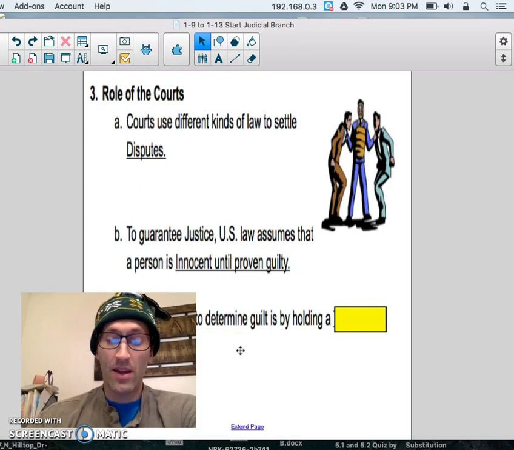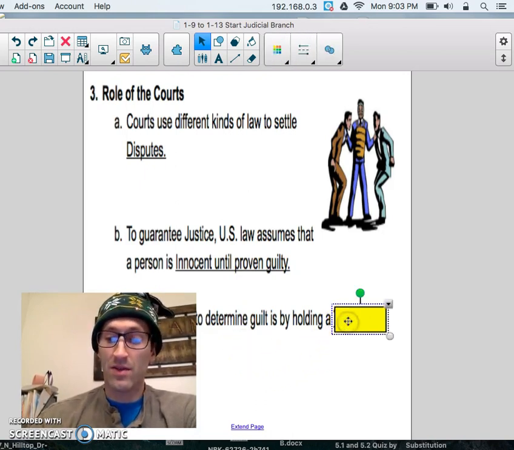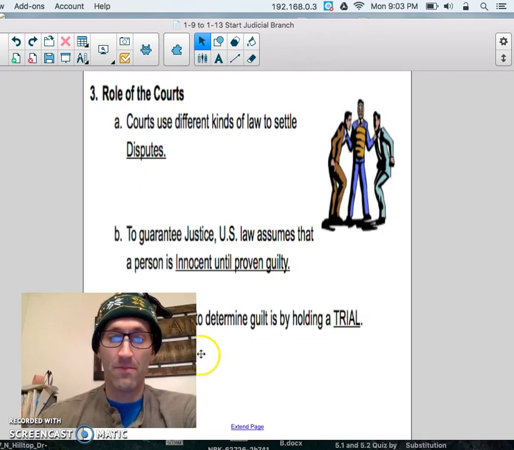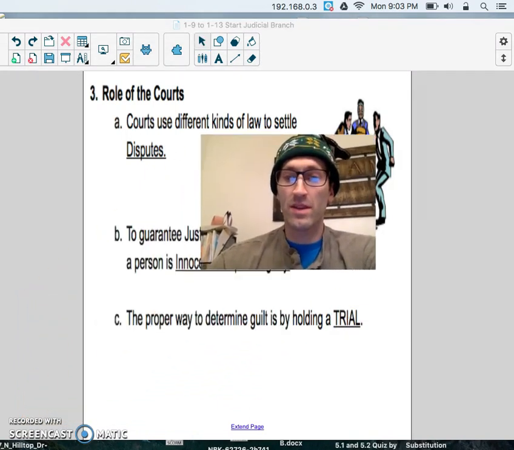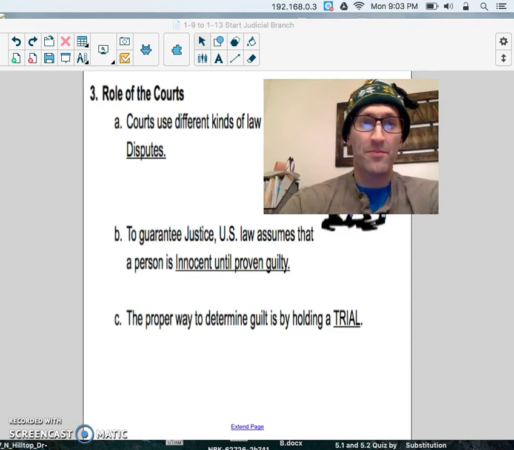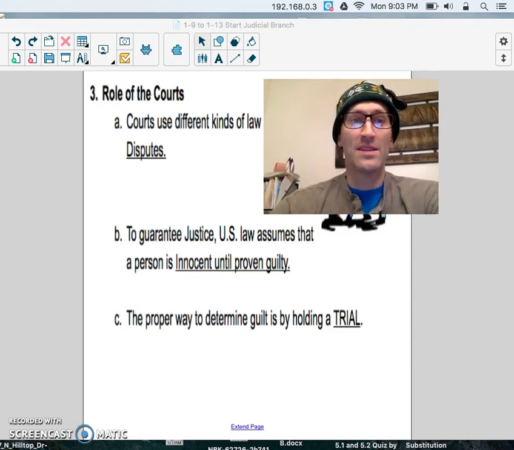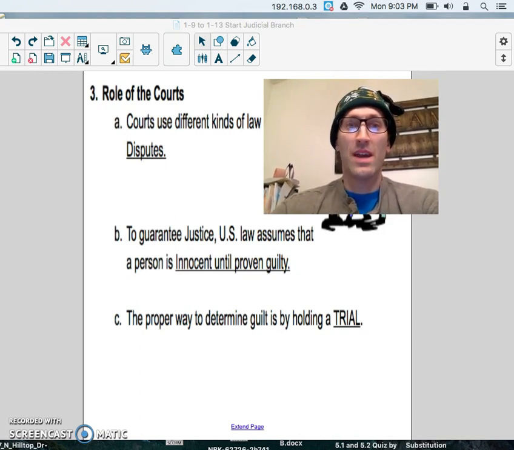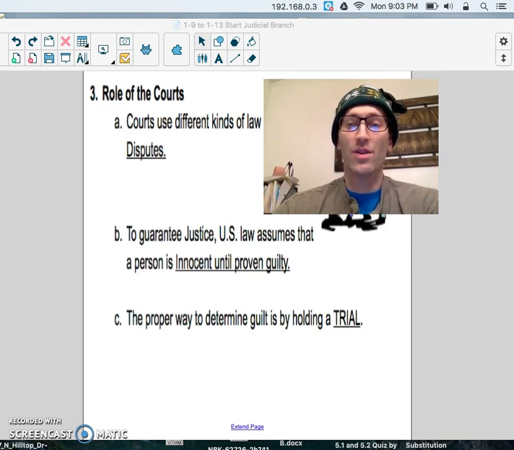The proper way to determine guilt is through the courts itself, and the courts do this by holding a trial, right? So the conclusion here is that the courts are vital. They're made up of people who have the authority to administer justice, and only with the courts do we Americans believe we can have equal justice for all.